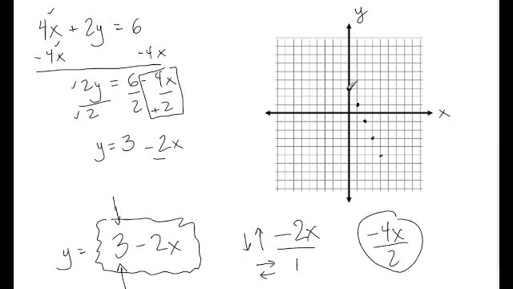Remember, I started here. Watch me go down 4. 1, 2, 3, 4. And I'm here. Now I'm going to go to the right 2 because it's a positive 2. 1, 2. Look at that. Down 4, right 2. Same. I don't have a black line, so I'm just going to do this in blue.